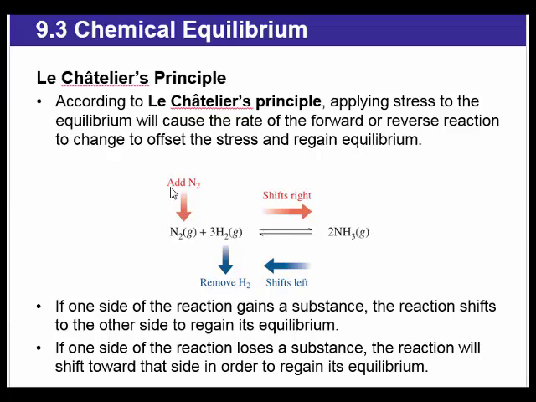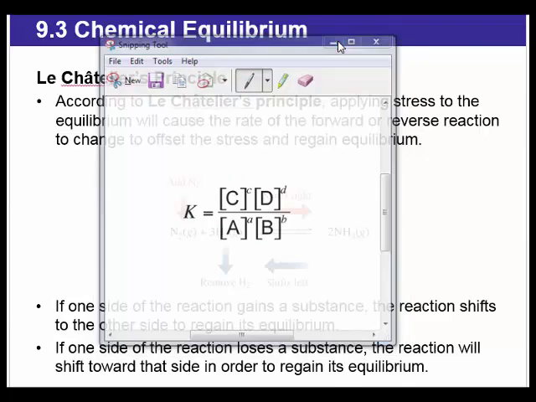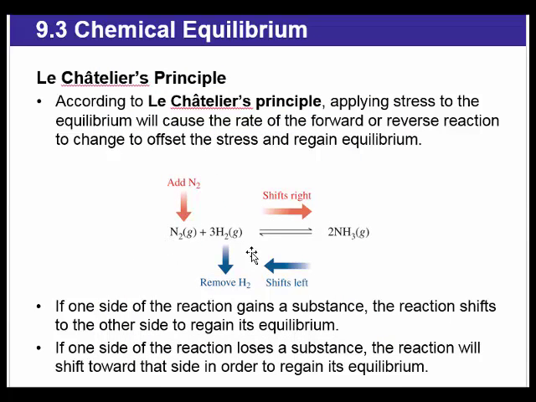For example, let's look at reactants. If I add nitrogen, then what that does is it changes the concentration of my reactants. And what that means is this ratio of products to reactants will no longer be equal to K. So the reaction is going to shift in such a way so that it can regain equilibrium. If I add nitrogen, then the chemical reaction will shift to the right. More nitrogen and hydrogen will react and more ammonia will form so it can get back to equilibrium concentrations.